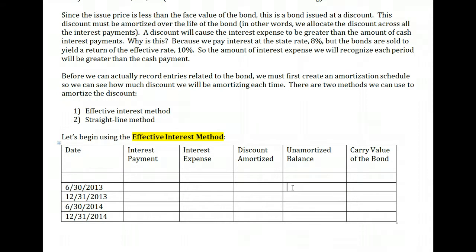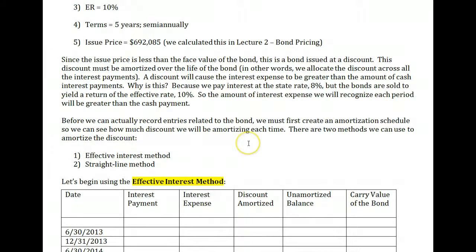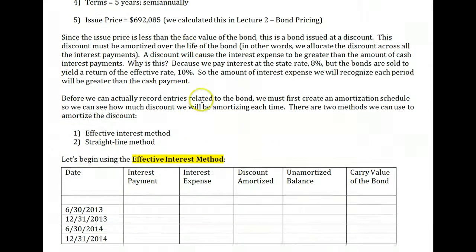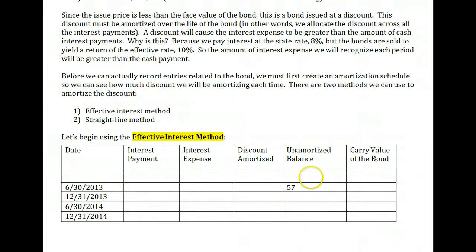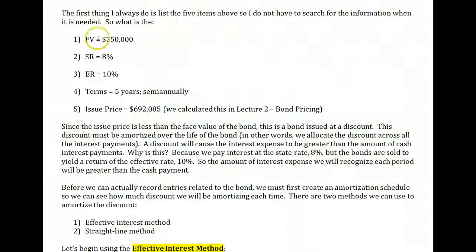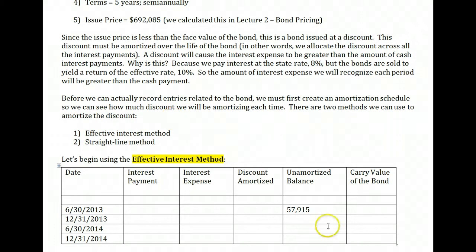This is the amount of the premium or discount. Now remember, we said the premium or discount is the difference between the face value. So we have a $750,000 face value, and we have the issue price of $692,085. So that means our discount in this case started out at $57,915. Again, the unamortized balance on issue date is simply the difference between the face value and the issue price. So subtract those 2 numbers, you find that we have a discount amount of $57,915.